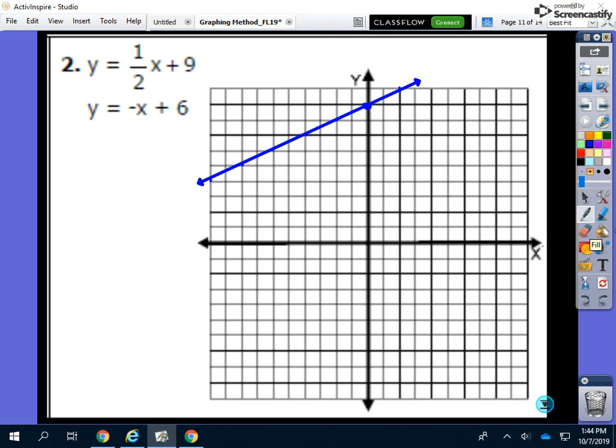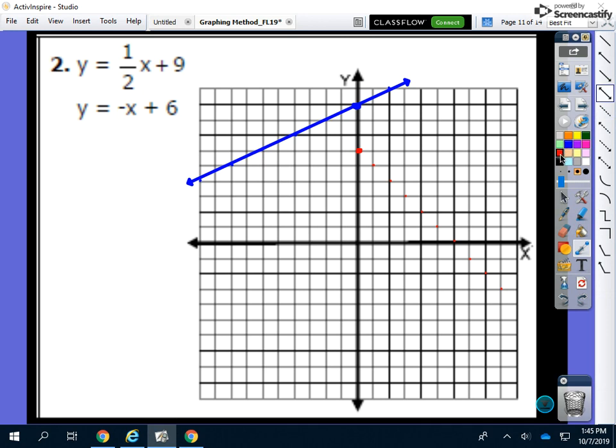Now I will plot the second equation, which has a slope of -1 and a y-intercept of 6. There's my y-intercept, and since my slope is -1, I go down 1 to the right 1, down 1, right 1, and so on. I will then use a straight edge to create my line.